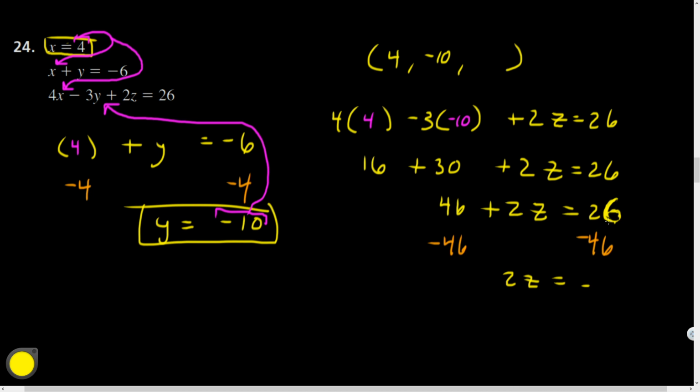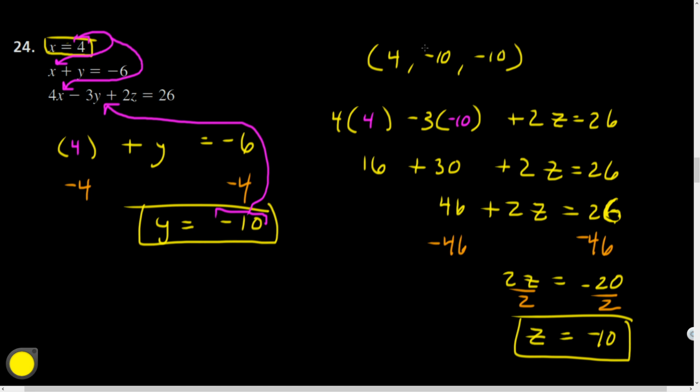All right. 26 minus 46 is negative 20. And now divide both sides by 2. And I get z equals negative 10. There you are. And so, boom, got 'em.